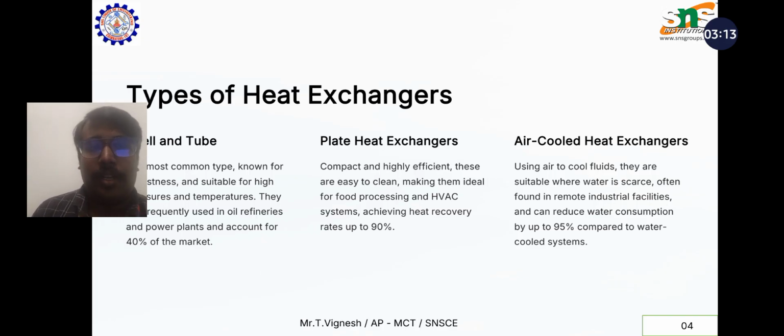There are different types of heat exchangers, most commonly shell and tube, plate heat exchangers, and air cooled heat exchangers. Shell and tube is a common type, known for being suitable for higher pressure and temperature. They are frequently used in oil refineries and power plants and account for 40% of the market. The plate heat exchanger is very compact in nature and highly efficient, and can be used in HVAC systems and in food processing units.